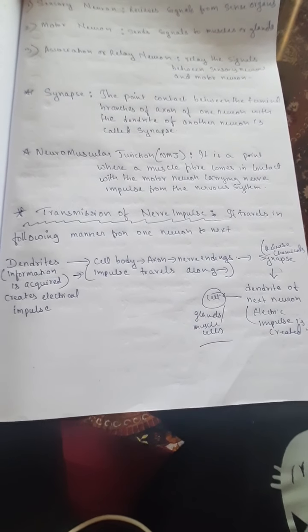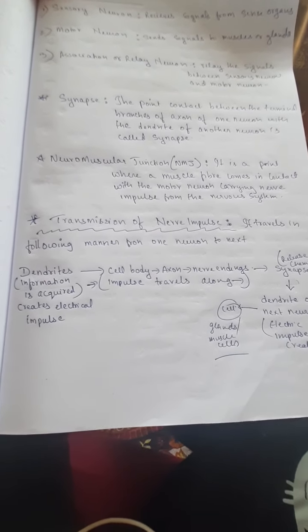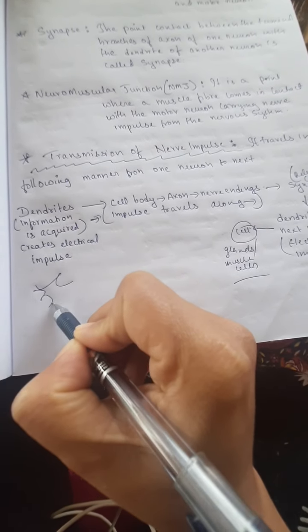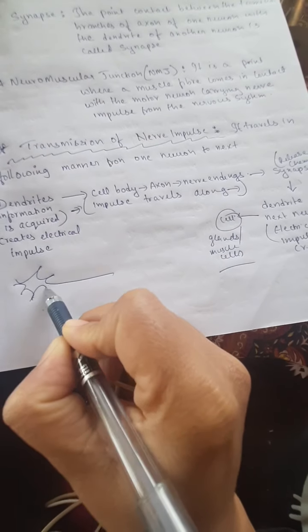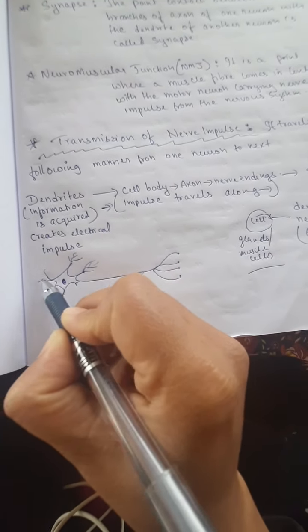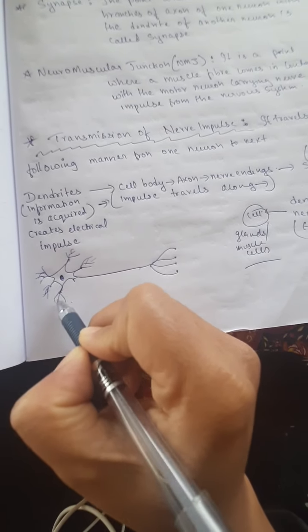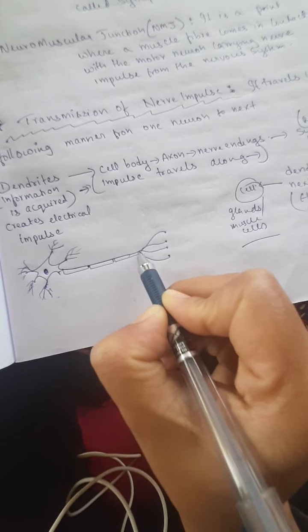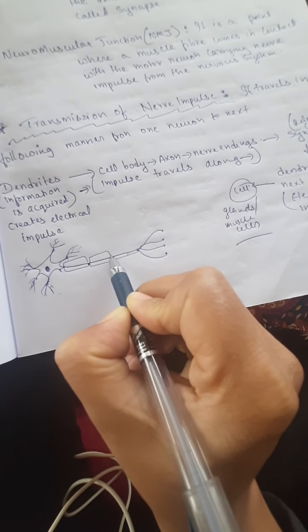Now, another important thing, that is transmission of nerve impulse. How is the information transferred from one neuron to another neuron? It is like this. Firstly, you can draw the neuron in this way easily. This one is the nerve ending, nucleus, dendrites, and this axon covered with the help of myelin sheath. There should be a gap. Okay, this is the structure of neuron.